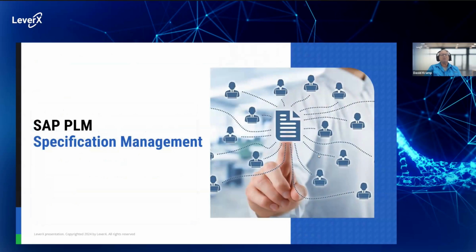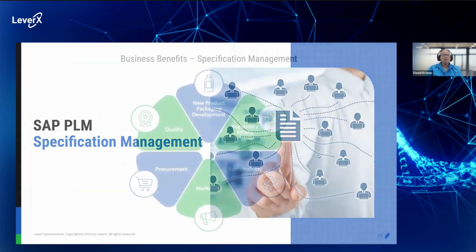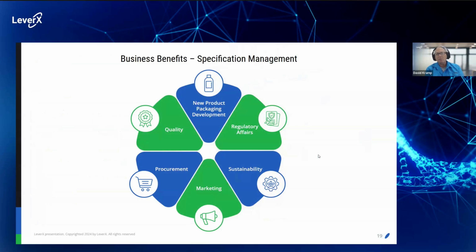So let's talk about SAP Specification Management. SAP released the current BTP cloud-based specification management in November of 2023. And what is the benefit? Well, you can manage your new product development, new product development packaging, regulatory affairs, just like we touched on, and sustainability. What is your marketing content? You can use this as a library to help manage your label output.